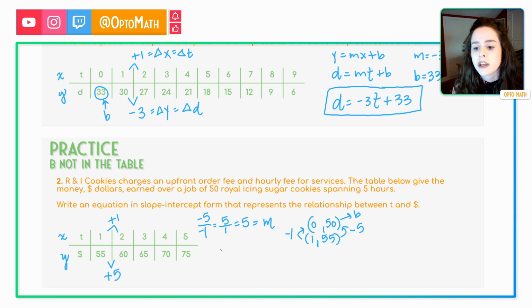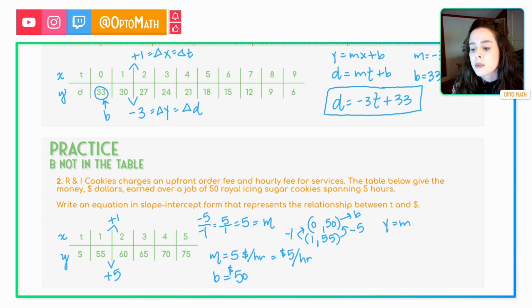So let's make this clear. The m is 5, and that's $5 per hour. And the b is $50. So you could also write this with the dollar sign on the 5, like that. So $5 per hour. So let's write our equation.